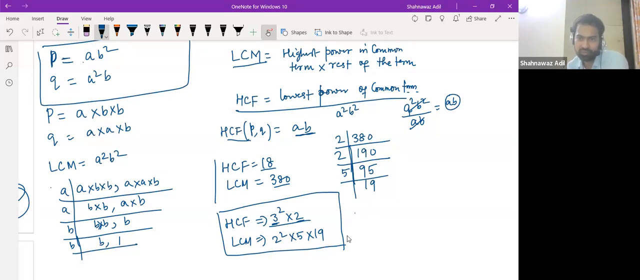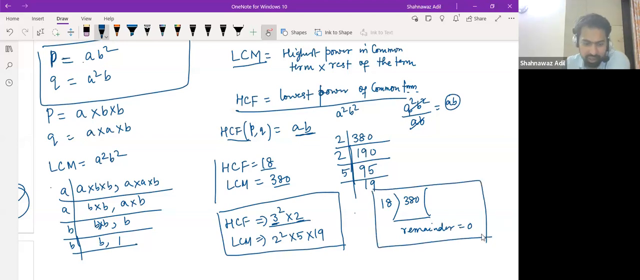Yes, I understood, because this 3 square into 2 should be there in this LCM, right? This is one. And we also can see that if we divide 380 by 18, the remainder should be 2. This is another argument. Good. Any other question?